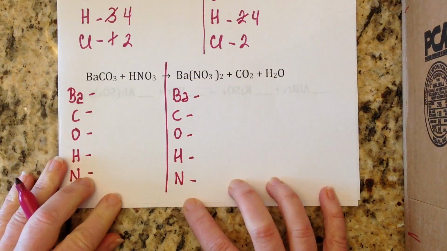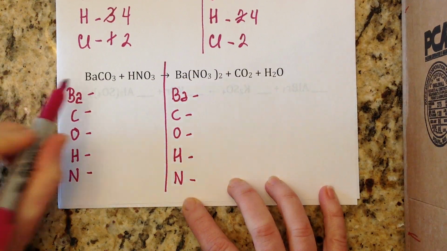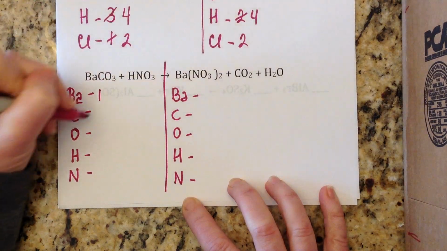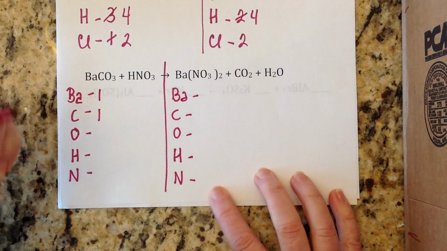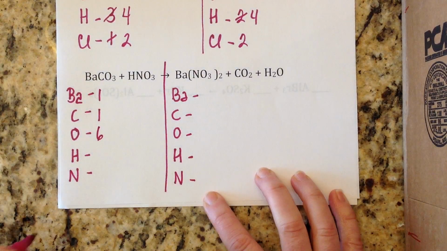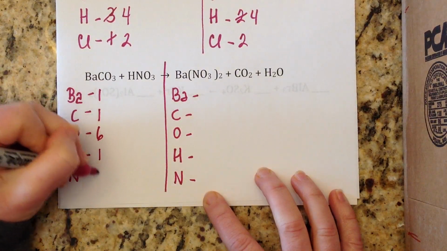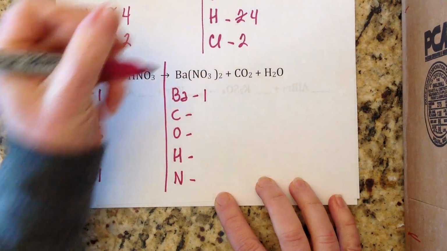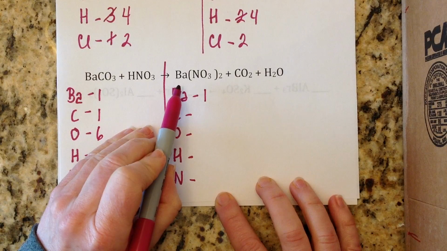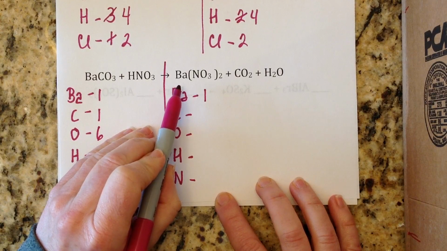Okay, let's see what we got here. So I've got 1 barium, 1 carbon, 3 plus 3, I've got 6 oxygens, 1 hydrogen, and 1 nitrogen. Over here, I have 1 barium. Notice barium is not inside of the parentheses, so that's why there's only 1.